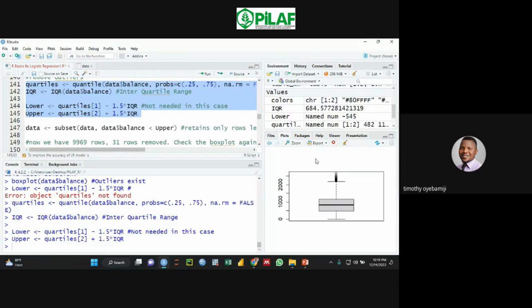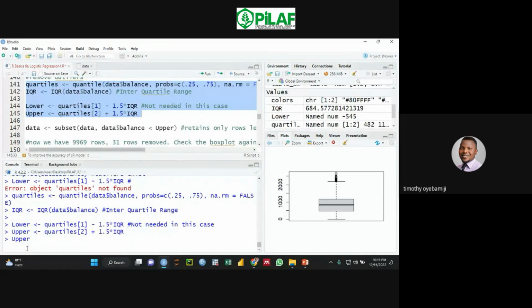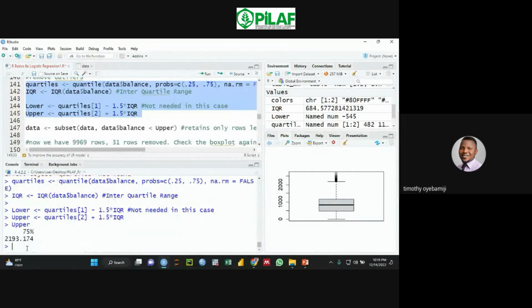All right. Now in SS, what I've done so far is I want to know these points. I'm not interested in these points because there are no lower outliers. So I want to know these points. So that is the upper. Now, if I call upper now, yeah, so you can see we have 2193175.